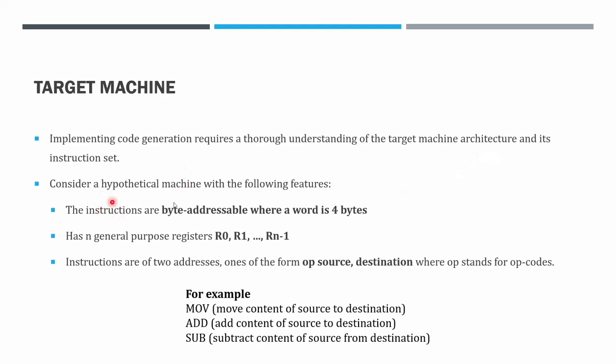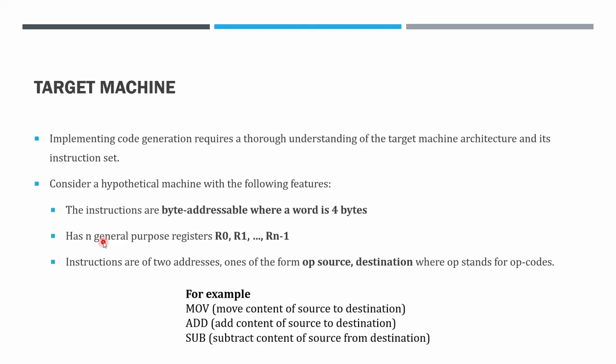So consider the hypothetical machine with the following features. The instructions are byte addressable. So we know that few instructions are word addressable and byte addressable will be there. Think of that the instructions are byte addressable where a word is 4 bytes. We know one word is 4 bytes.